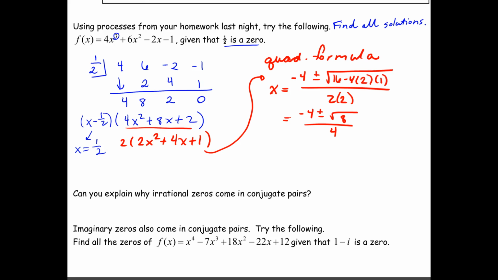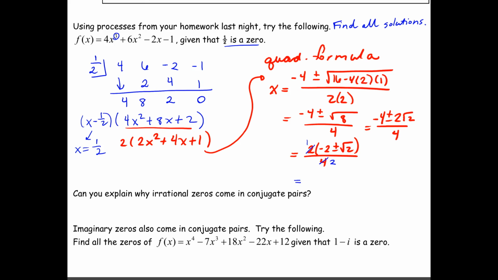Yep. What can the square root of 8 be rewritten as? Good, 2 root 2. And then what can I do? Divide out a 2. So I could divide out that 2 from the numerator, which would leave me with -2 plus or minus root 2. This is over 4. But now I can see a factor of 2 that can be reduced.